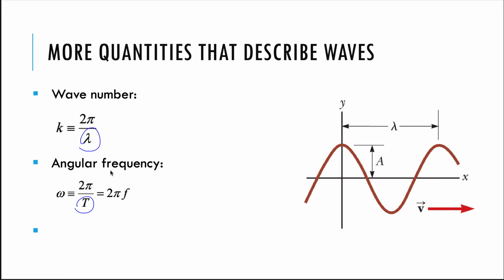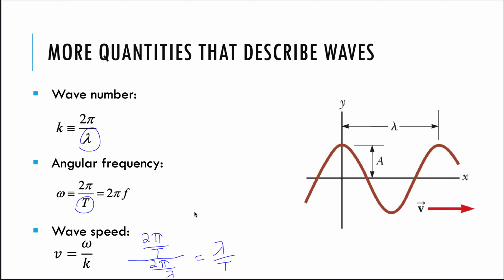Now that we have these quantities, we can come up with a new expression for the speed of a wave. We know that it's lambda over period, but it's also equal to omega over k. If you just plug in omega as 2 pi over period, and then you divide by k, which is 2 pi over lambda, you will see that you get our familiar lambda over period.